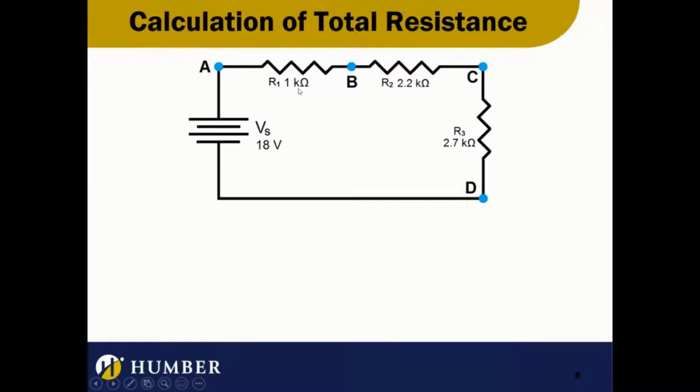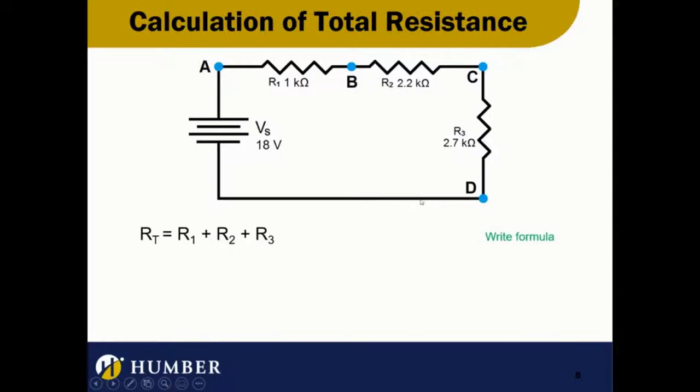Now, before I show you this, I want to show you guys, we cannot add things that are different. If this was 62 ohms and that was 2.2 kilo ohms and that was 2.7 kilo ohms, we couldn't just add them. We'd have to change this to kilo ohms or this to just ohms. But in this case, they're all the same.